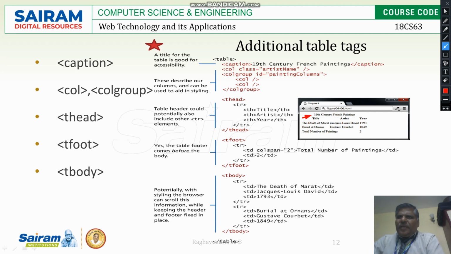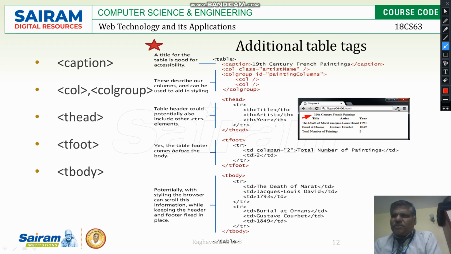Then after that there's a column class, artist name, column group ID is present here, 2 columns are there, so totally 3 columns are present in this. Then the column group is ended. So this is a column group they have made. Then there's a T head. In the T head there is TR, TH, 3 THs: title, artist, year.